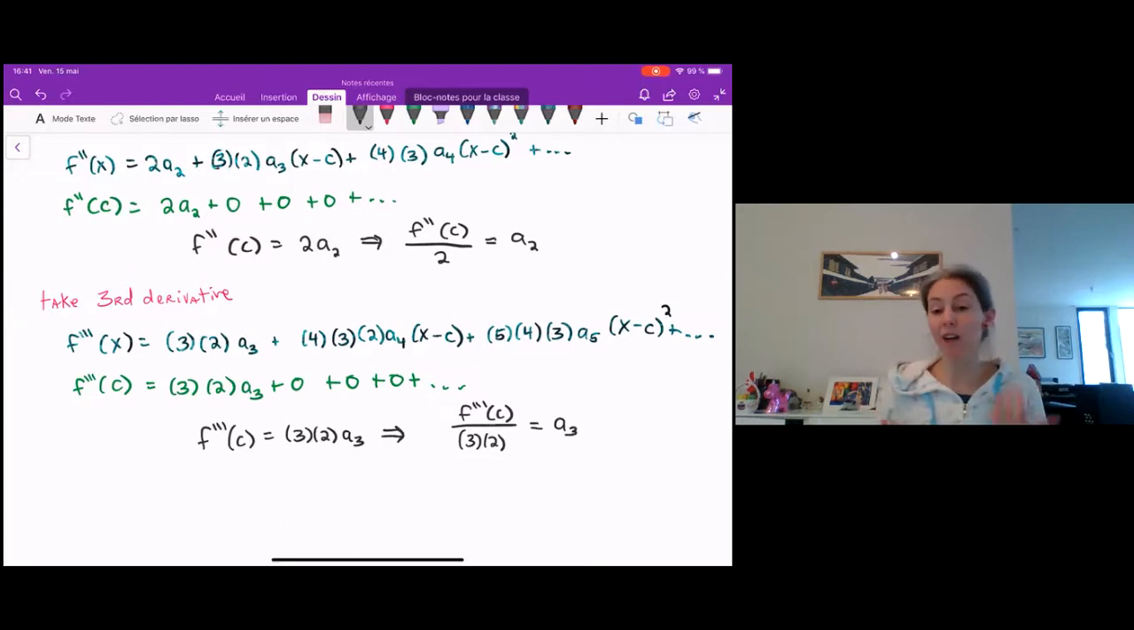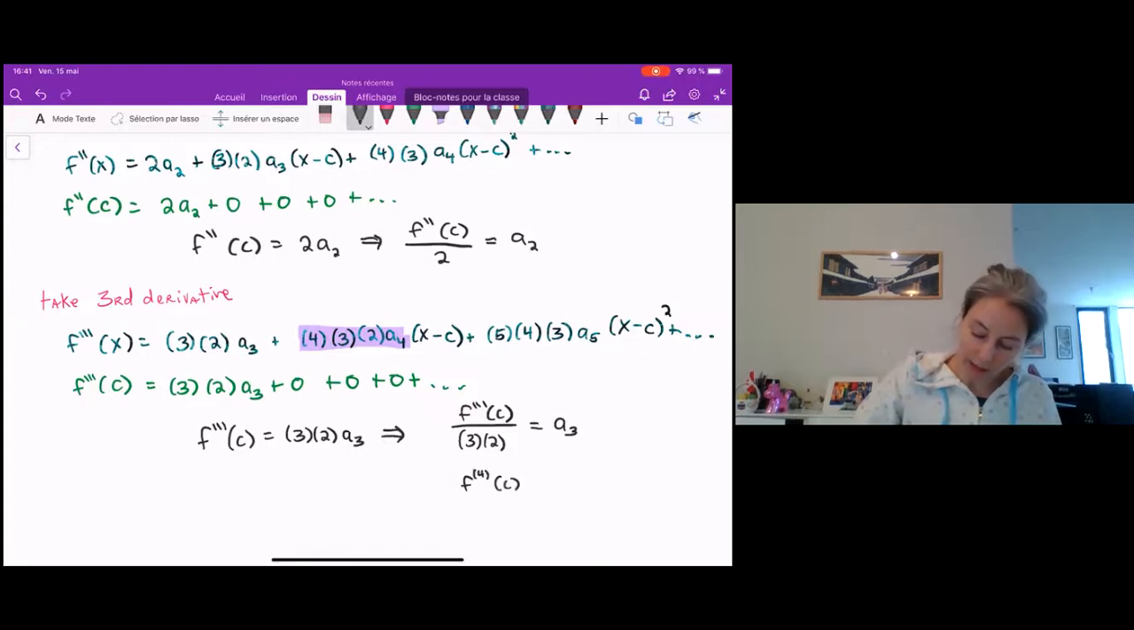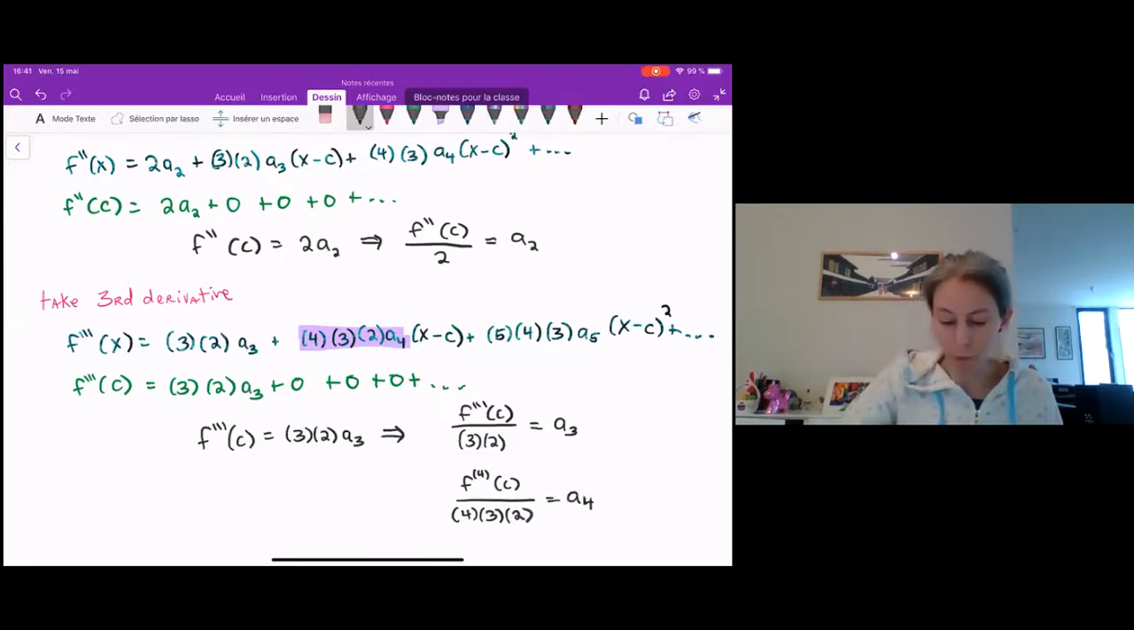And now I have a value for a sub 3. Well, if we think about what would happen if we take the fourth derivative, what we're going to have left is that 4 times 3 times 2. So this is what would be left if I were to take the fourth derivative. Everything else would become 0. So I can actually see then that the fourth derivative evaluated at c divided by 4 times 3 times 2 is equal to a sub 4.